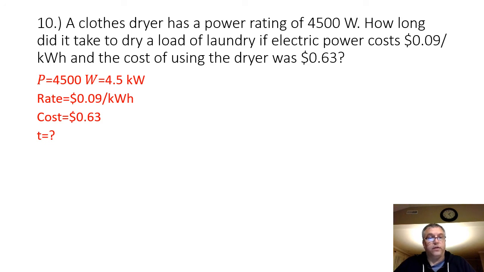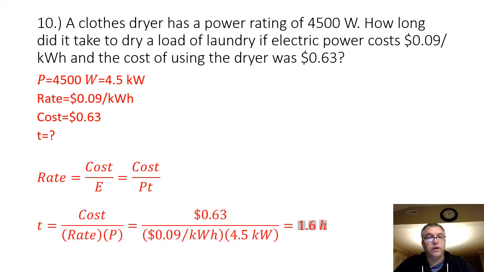I know that the rate is equal to the cost divided by the energy, and the energy is equal to power times the time. So if I take that formula and solve it for time, the time is going to equal the cost divided by the rate times the power. So the cost was 63 cents divided by 9 cents per kilowatt hour times 4.5 kilowatts. That's going to give me a total time of 1.6 hours.